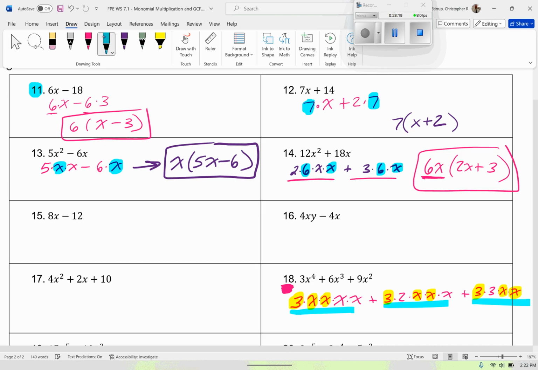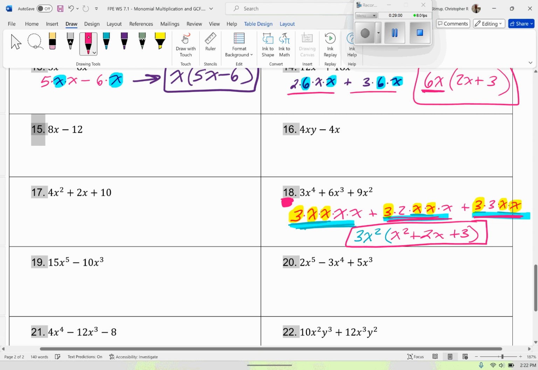All right, so now, ready? If I can factor a 3x times x out of all 3 of these parts, what is 3x times x? 3x squared, very good. If I factor a 3x squared out of this very first part, what do I have left? x times x, x squared. Plus, what do I have left on this part? 2x. What do I have left on this part? Congratulations, my friends. You have just entered the realm of factoring.